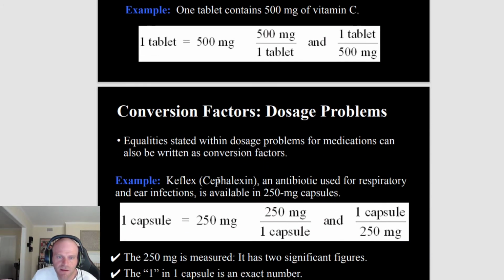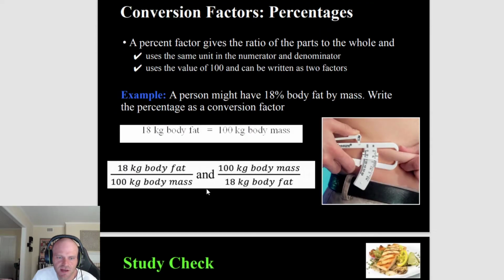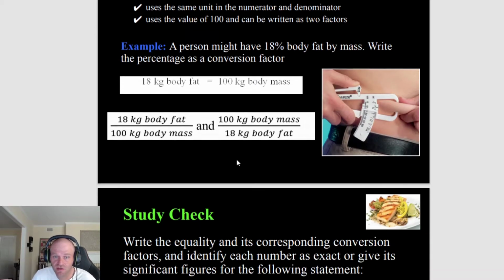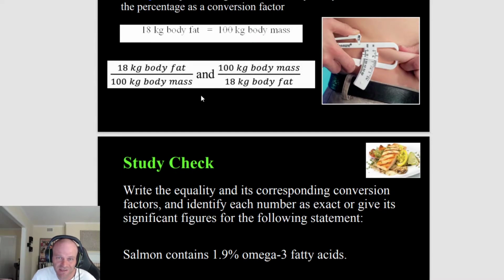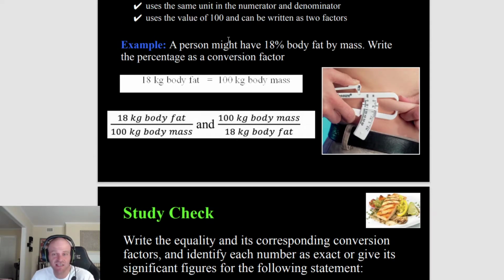Okay. Let me see if I got another practice problem. Percent factor. So anytime you see a percent, just remember that a percent is something over 100. Okay, if I have 100%, it's just like saying one. Okay, it's 100 over 100. That's how I usually set up percentages. Whatever percentage they give me, I put it over 100, and then you put whatever units they give you. This example says 18% body fat by mass.